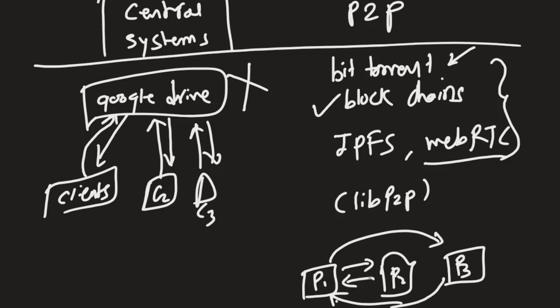If you want to implement such systems, you can use this library. If you are a coder, you can use libp2p. This is the library that you can use to develop such systems. And all the blockchains, Bitcoin, Ethereum, are built on top of libp2p or similar kinds of libraries.